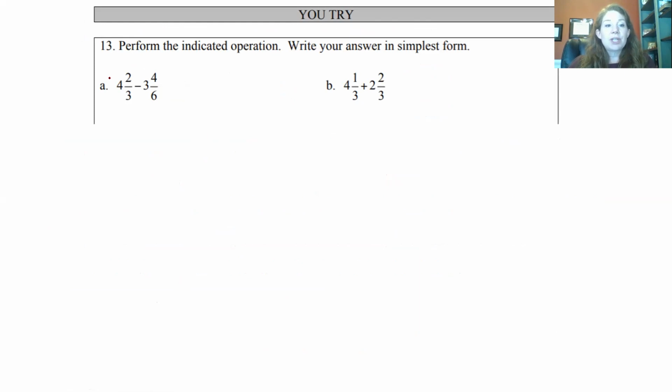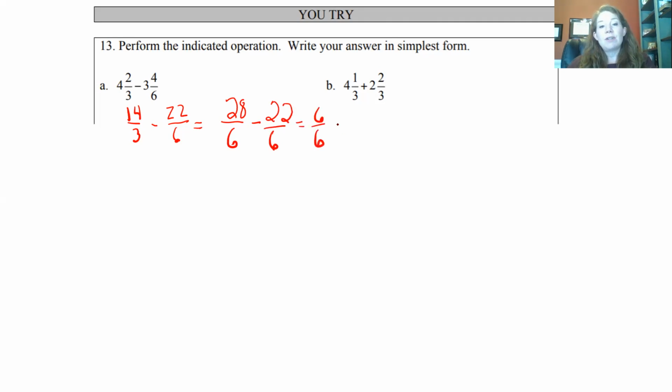All right, so letter A, we're going to make these improper. So 3 times 4 is 12. 12 plus 2 is 14. So 14/3 minus 18 plus 4 is 22. 22/6. Well, 3 will go into 6. So 3 times 2 is 6. So 14 times 2 is 28 minus 22/6. And of course, 28 minus 22 is 6. So what's our final answer? 1. Good.